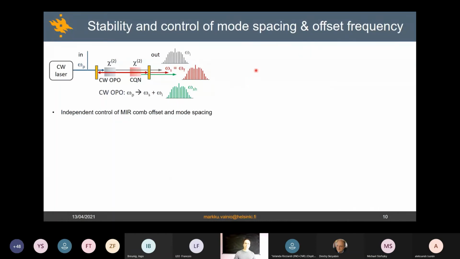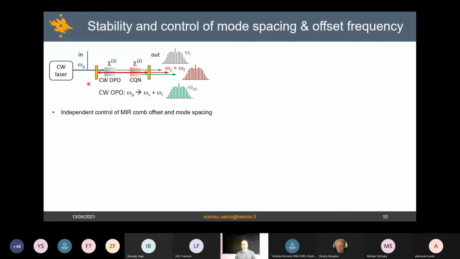So now we know that the comb is uniform, so it's also interesting to know how we can control the 2 parameters that essentially define an optical frequency comb: the offset frequency and the mode spacing. As said, in this intracavity or internal pump system, we can control the offset frequency and mode spacing separately, because the mode spacing is determined by this cavity. But if we change the frequency of this pump laser, through this OPO process this change in the pump frequency is directly transferred to the mid-infrared frequency, because the signal wave is fixed by this cavity resonance.